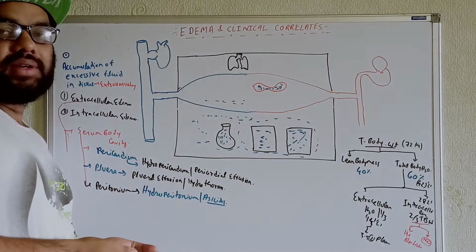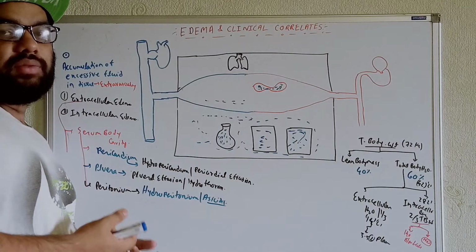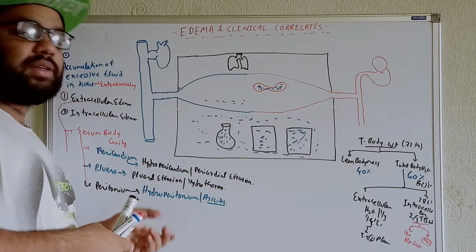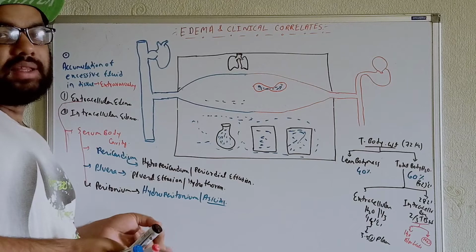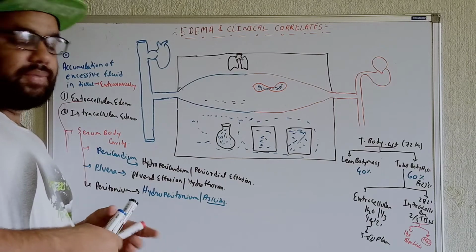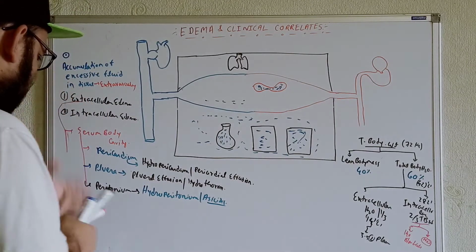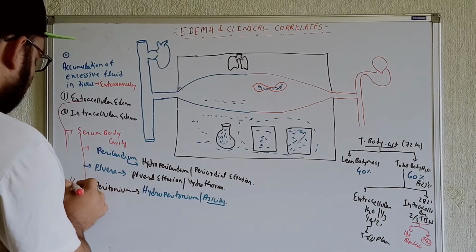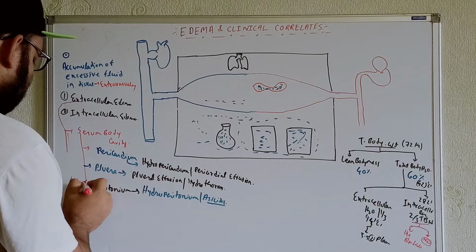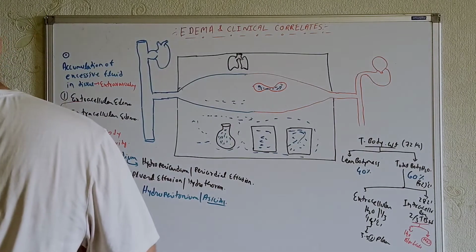Now if about half a liter of water is accumulated within the peritoneum, that can be detectable. So if we see even a little amount of water, for example half a liter accumulated within the peritoneum, that can be detectable as ascites. Now let's write over here: if we get about half a liter of water, then this can be detectable. Okay, so it's clear.